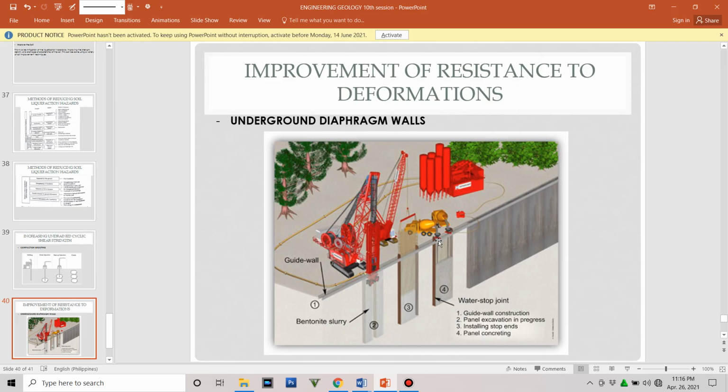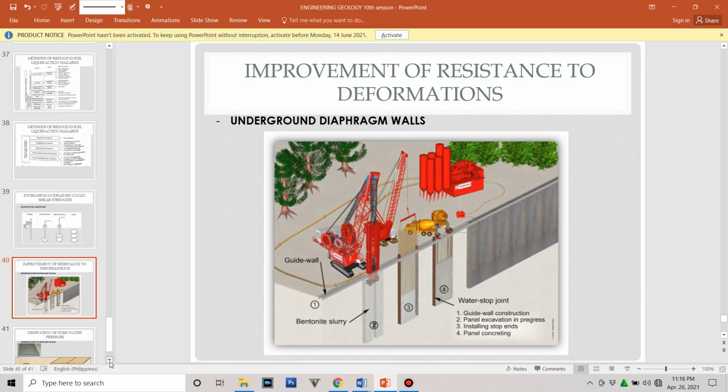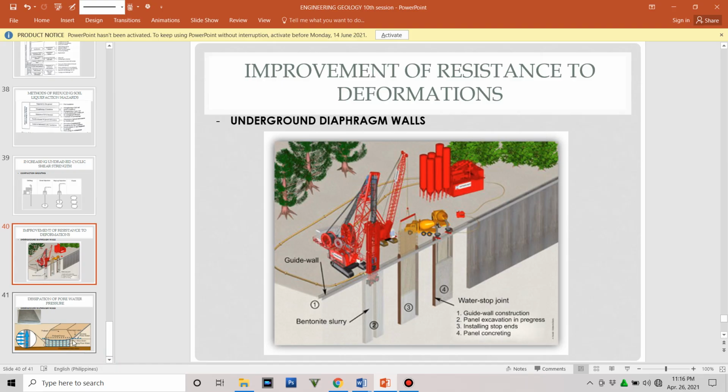Number 1, magkakaroon siya ng guide wall. Ipapalok yan. And then, secondly, may excavation, yung pagpalok. And then, installing the top ends and bubuhusan. So, that is the underground diaphragm walls. Usually, it is used in buildings.